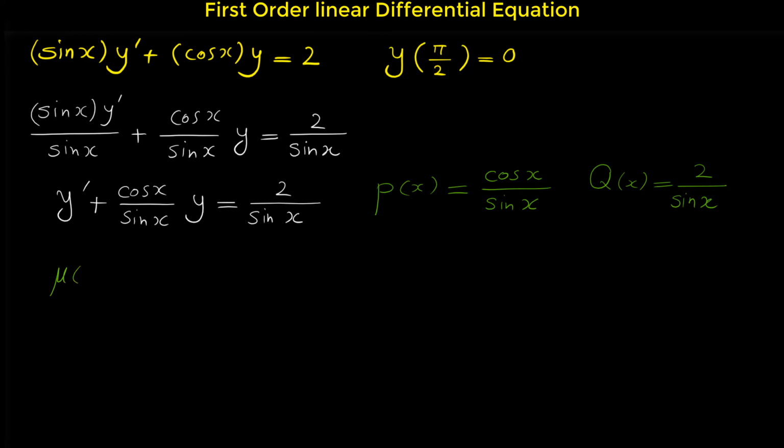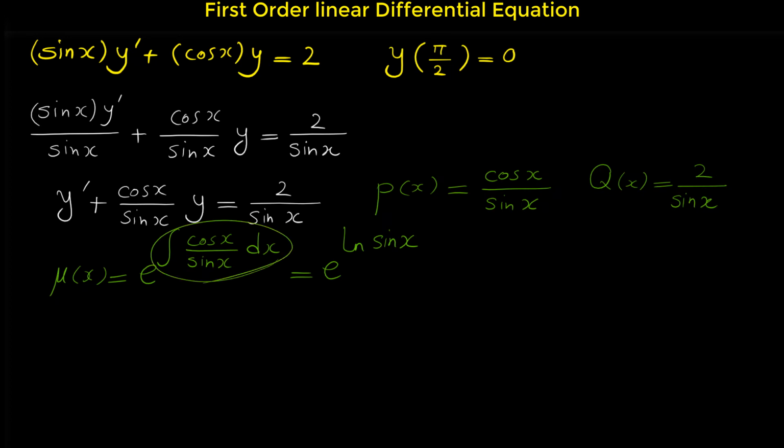So the integrating factor mu of x equals e to the power of integral of p of x, which is cosine of x over sine of x dx. Integral of cosine of x over sine of x is ln of sine of x, or actually ln of absolute value of sine of x, which here I am writing only sine of x. If you don't know why integral of cosine of x over sine of x dx is ln of sine of x, let me show you why this integral is ln of sine of x.